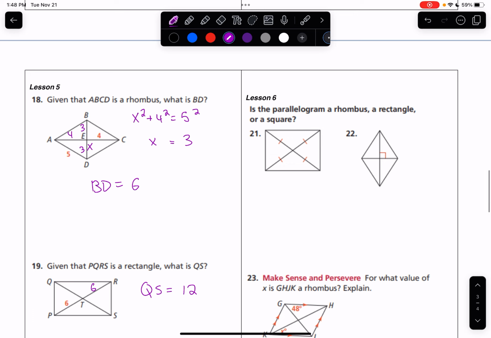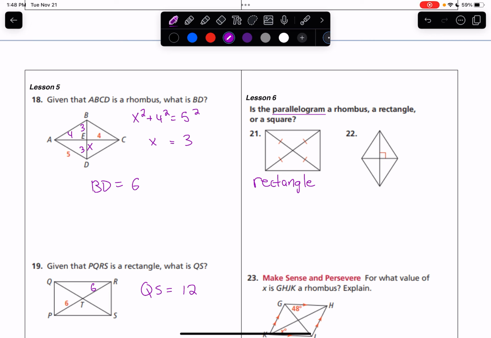Then we've got 21 and 22 here. Is this parallelogram a rhombus, a rectangle, or a square? Well, we know it's a parallelogram, so that's nice. Here in number 21, we know that it's a parallelogram with congruent diagonals because each diagonal has 2 segments with a hash mark. Any parallelogram with congruent diagonals is a rectangle.